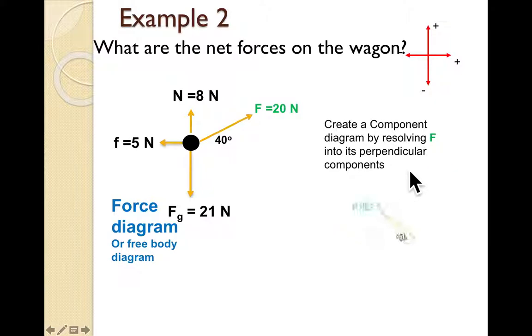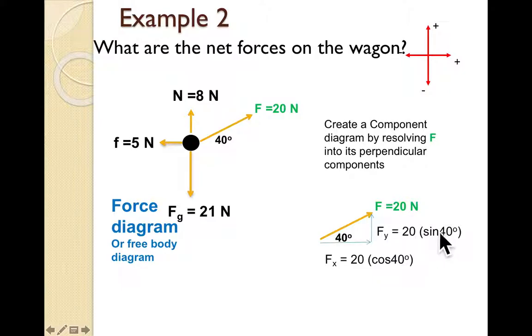Okay, so to resolve the value F into its parallel and perpendicular components, we have to use a triangle. So we're going to go ahead and show that we're going to isolate that 20 Newton force at the 40-degree angle. This side is the adjacent side, so this is going to be a cosine function. So F in the x direction will be 20 times cosine of 40. This side is opposite the angle, so F sub y will be 20 times the sine of 40 degrees. We could go ahead and calculate those numbers if we want to, but we don't have to. We can just carry it along as 20 sine 40 and 20 cosine 40. So that's what we're going to do.